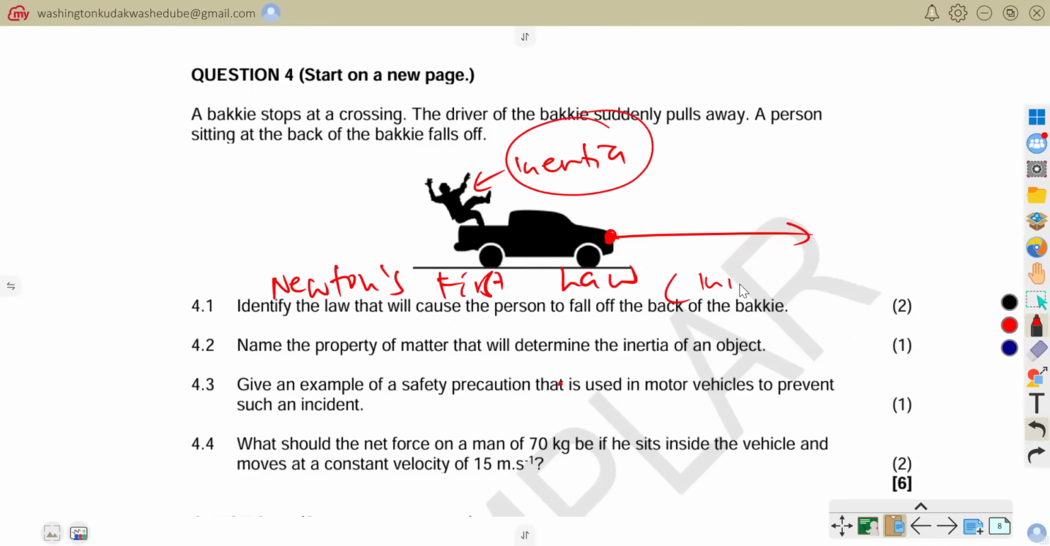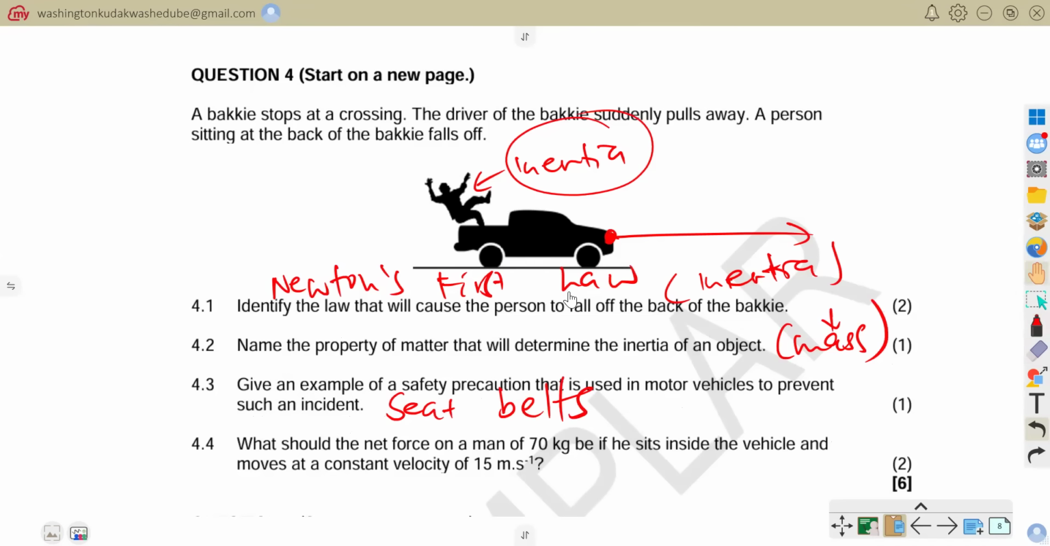Now they're saying name the property of matter that will determine the inertia of an object. That is the mass. The mass determines the inertia of an object. Give an example of a safety precaution that is used in motor vehicles to prevent such an accident. We have got what we refer to as what? Seat belts. That is their main purpose, to actually prevent this accident.